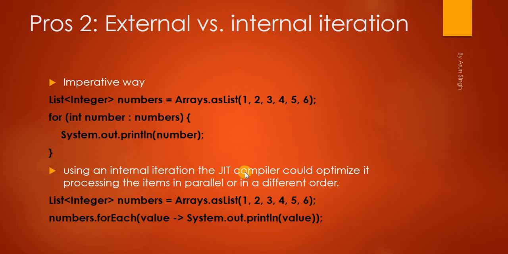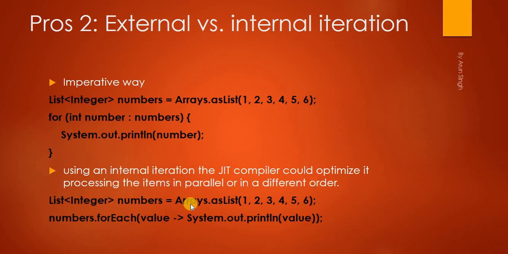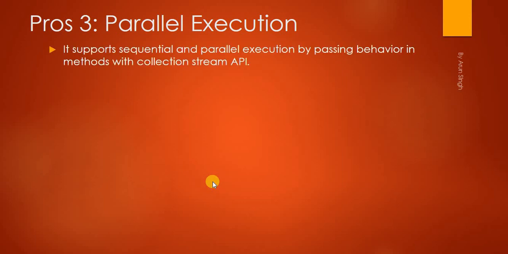Using an internal iteration, the JIT compiler, that is the just in time compiler, would optimize it, processing the items in parallel or in a different order. So that's why when you are using the lambda expression, performance is said to be fast, somewhere on your collections. Parallel execution. Here I have talked about processing the items in parallel in a different order. What is this parallel execution? It supports sequential and parallel execution by passing behavior in methods with the collection stream API.